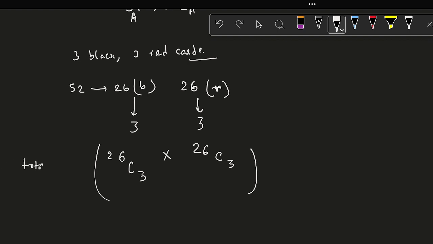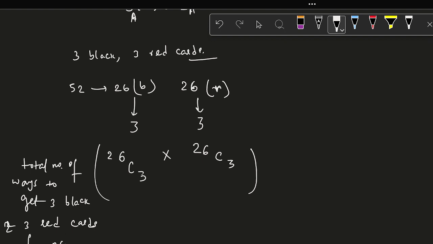So the total number of ways to get 3 black and 3 red cards for Alice is equal to this product. This will be our omega_A, because this is the number of ways, which means it is the number of microstates as well. So this is our omega_A calculated.